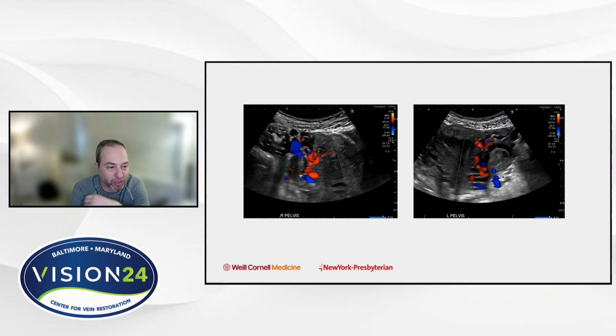Here's some color Doppler images. You can see how there's pooling of blood in those periuterine varices on both sides. Next slide.